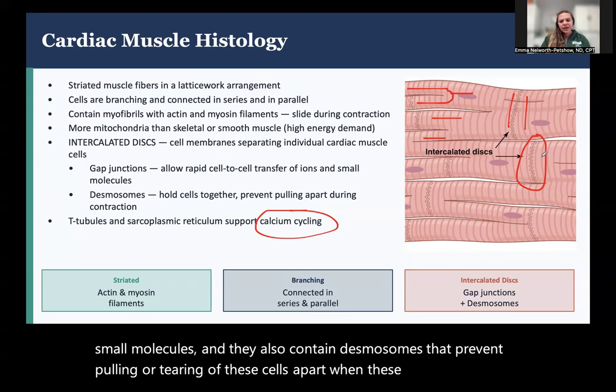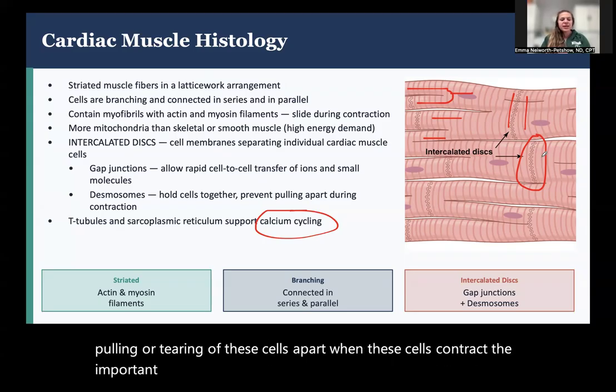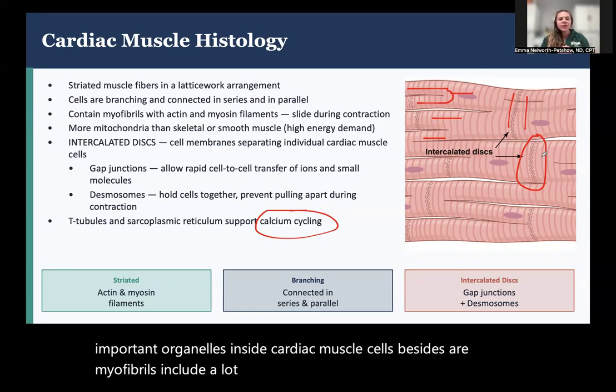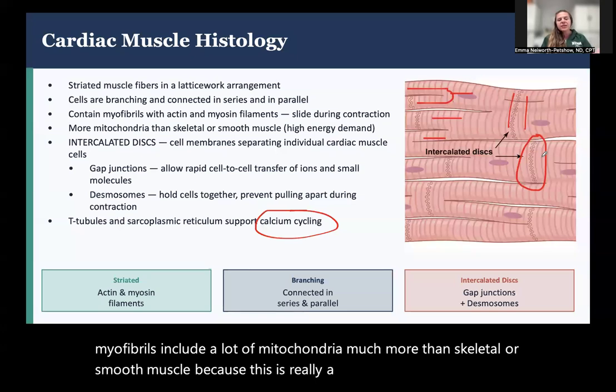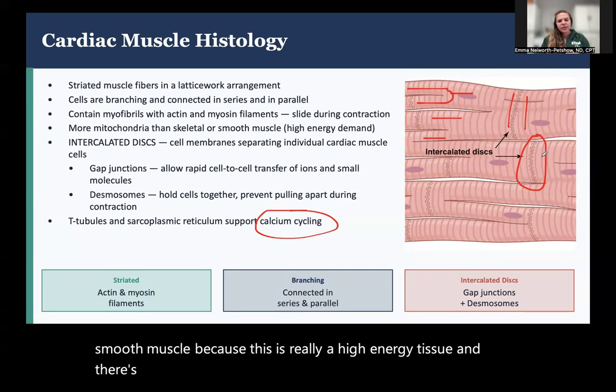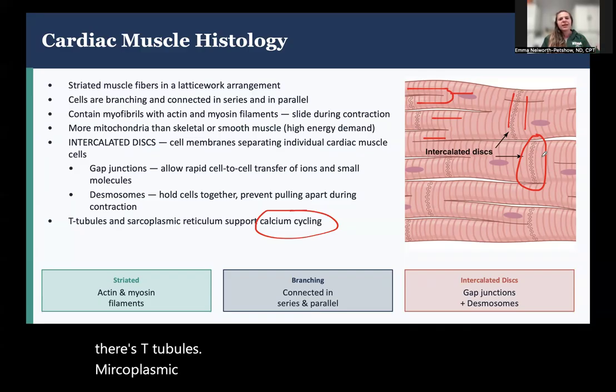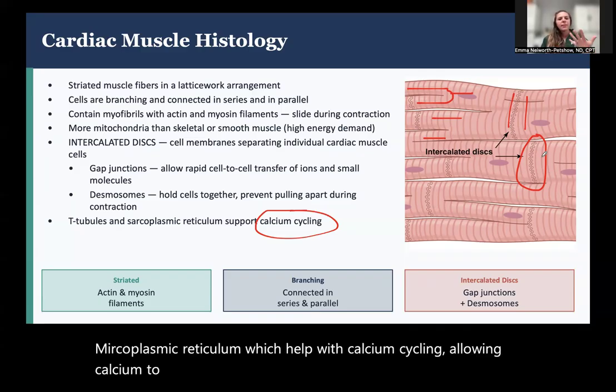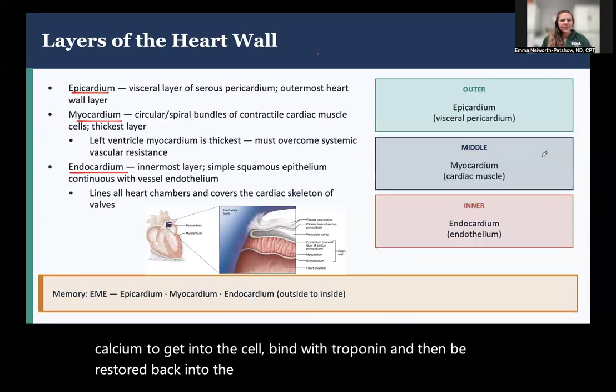The important organelles inside cardiac muscle cells, besides our myofibrils, include a lot of mitochondria, much more than skeletal or smooth muscle, because this is really a high energy tissue. And there's T-tubules and the sarcoplasmic reticulum, which help with calcium cycling, allowing calcium to get into the cell, bind with troponin, and then be restored back into the sarcoplasmic reticulum when not needed.